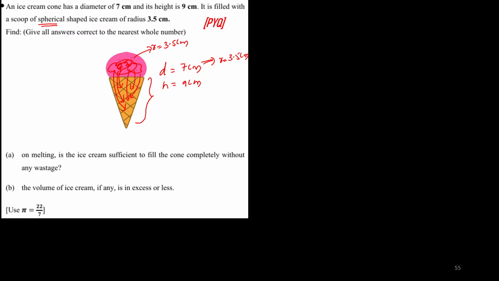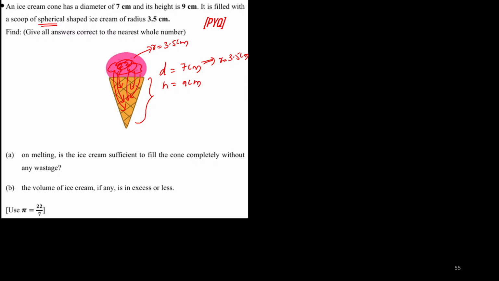What I mean to say here is, if the ice cream melts, will it completely fill the cone? So what we are supposed to find out over here is, if the volume of ice cream is more than the volume of the cone, the ice cream is wasted. So I need to find out the volume of both of the shapes, the volume of the cone as well as the volume of the sphere. Can you work on this, children? Recall the formula.